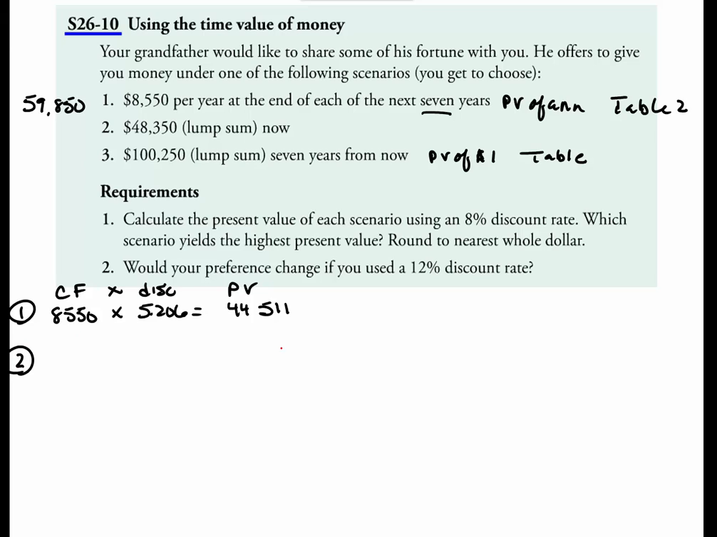Option 2, I don't have to do anything. That's already in today's value, or today's dollar, so that's $48,350. You can already see that option 2 is better than option 1 because it's worth more.